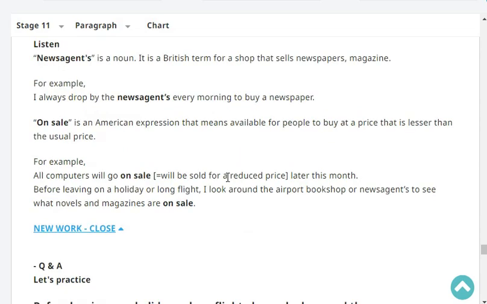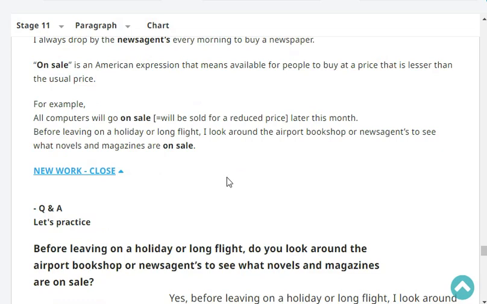On sale is an American expression that means available for people to buy at a price that is lesser than the usual price. For example, all computers will go on sale. So it means it will be sold for a reduced price later this month. Before leaving on holiday on a long flight, I look around the airport bookshop or news agents to see what novels and magazines are on sale.